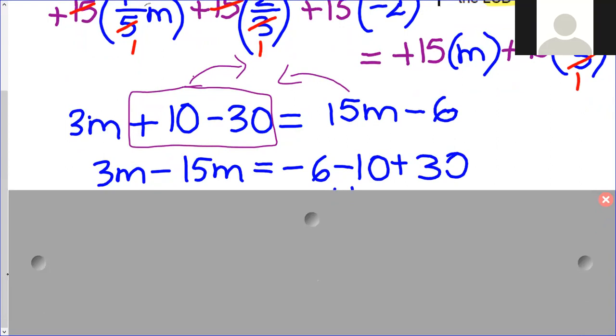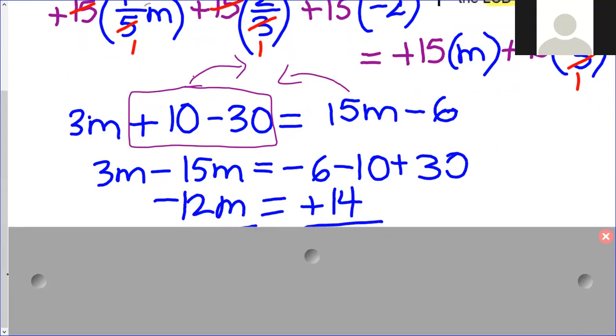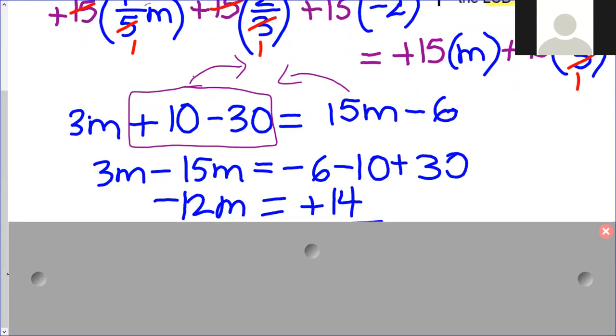okay? So the sides have to, the like terms have to be grouped together. And then when I perform my integer operations correctly, I get positive 3 minus 15 is negative 12. 6 minus 10 plus 30 gives me positive 14. How do I get m by itself now, though?